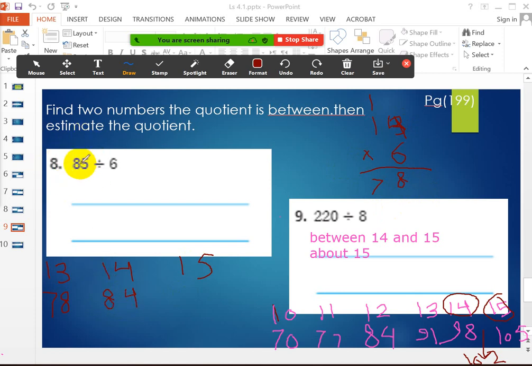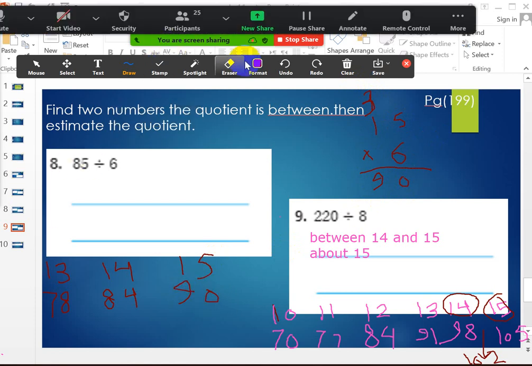Okay, now I have to continue and multiply 15 with 6. 5 multiply 6 equals 30. So I put 0 here and 3 above the tens. 6 multiply 1 equals 6 plus 3 equals 9. So the answer is 90. Look, 90 is greater than 85. So I have to stop.